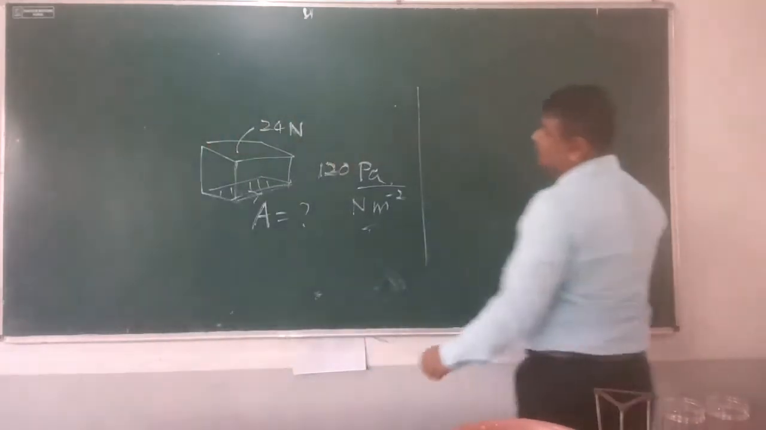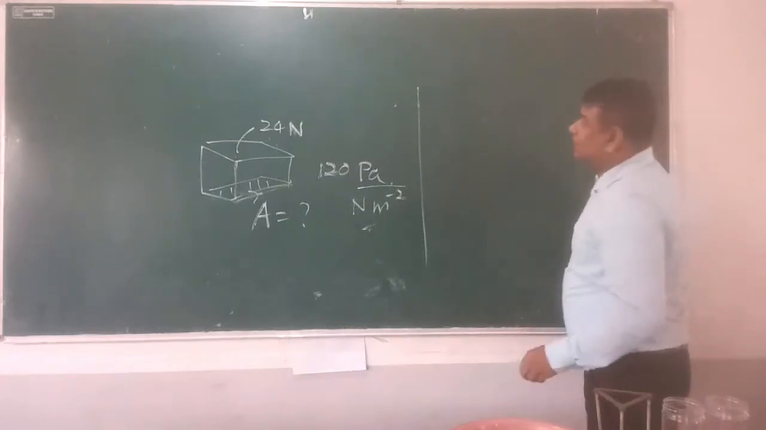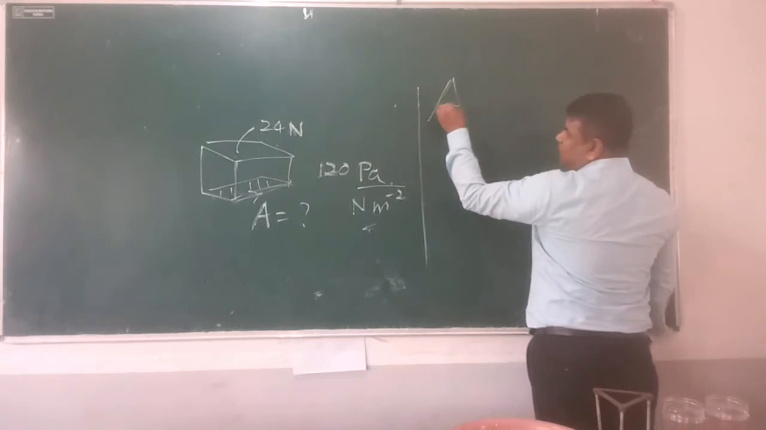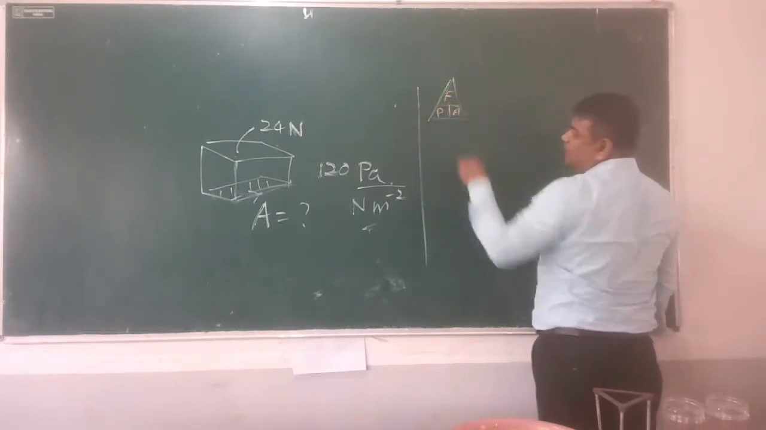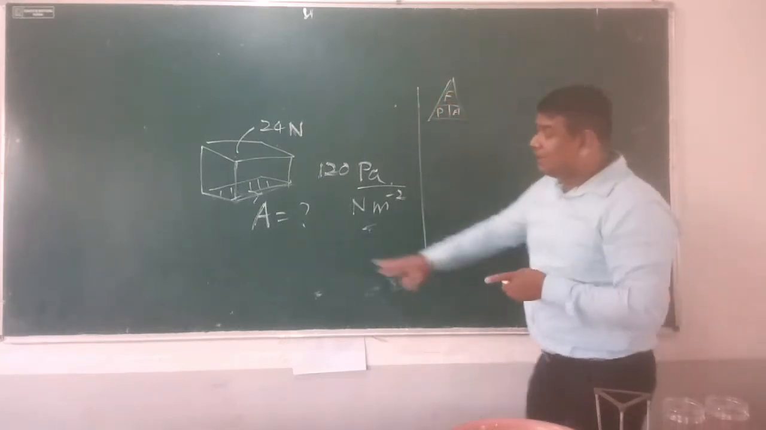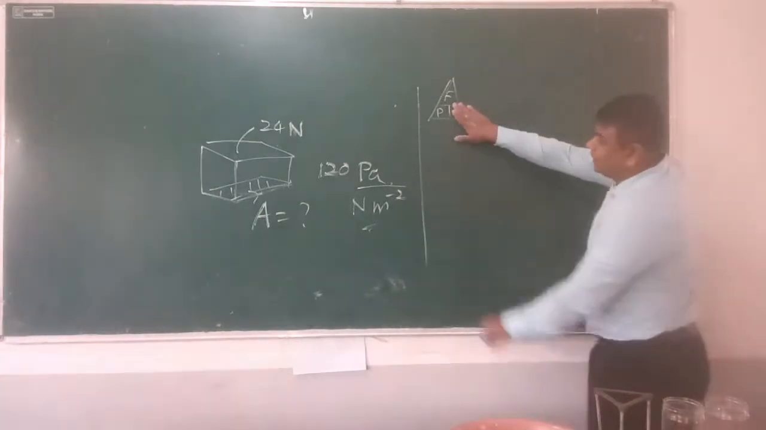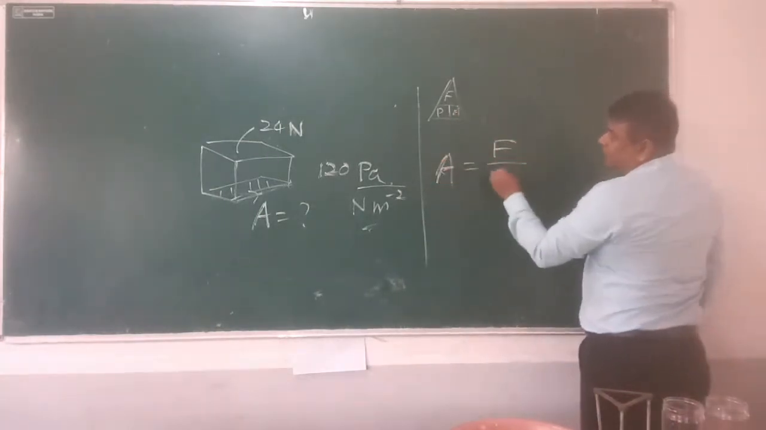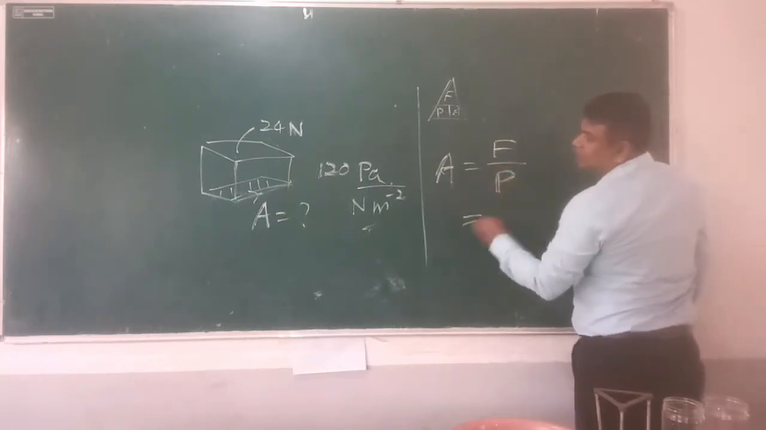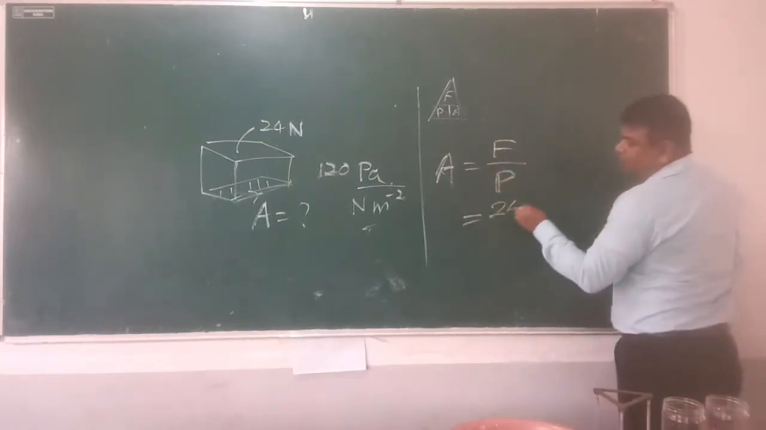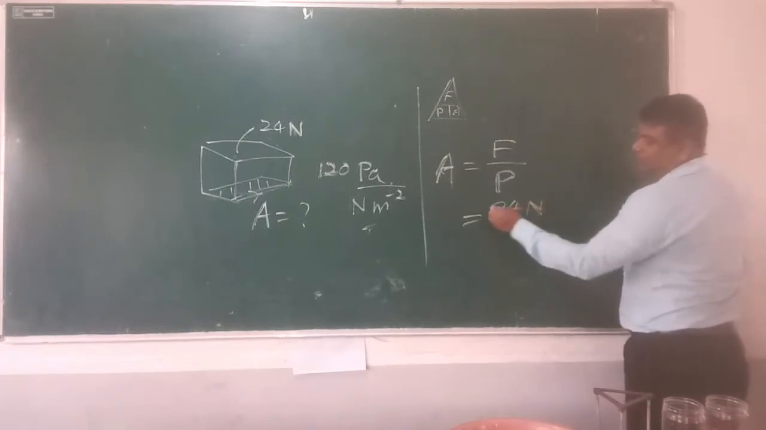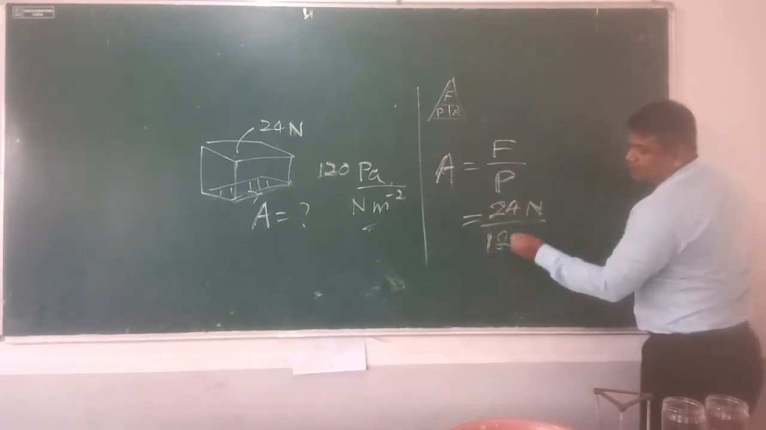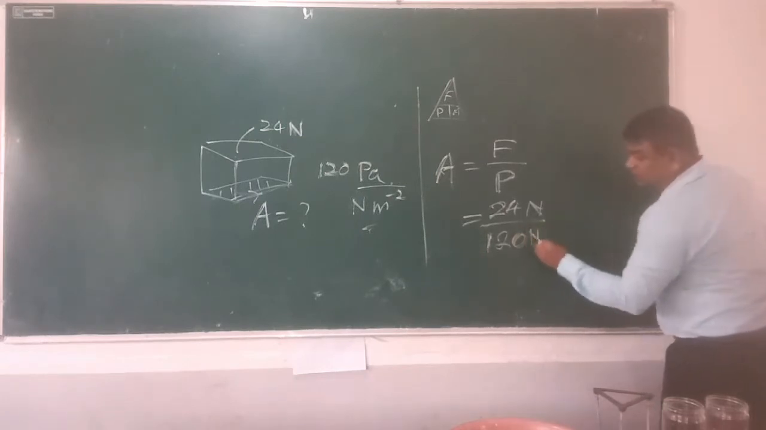Let's take the equation here. The triangle method you can follow easily. For pressure equals force divided by area, this time we need to find the area, so cover up area. Then area equals force divided by the pressure. Force is 24 newtons, and pressure is 120 pascals or newtons per square meter.